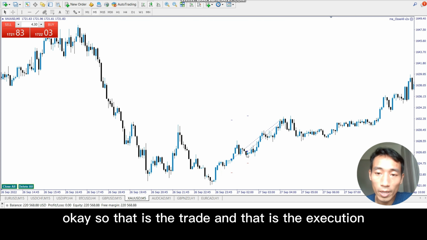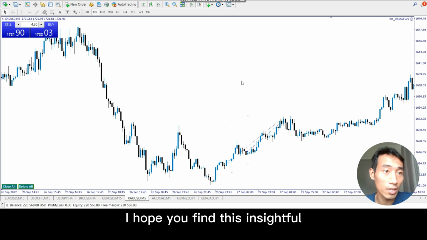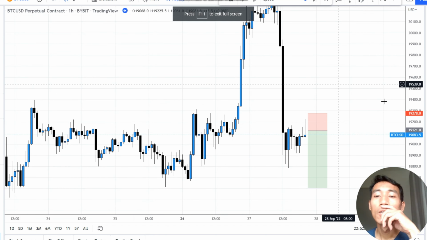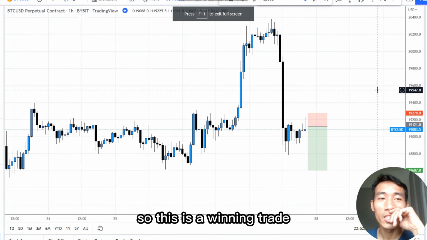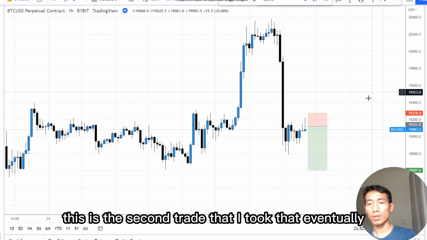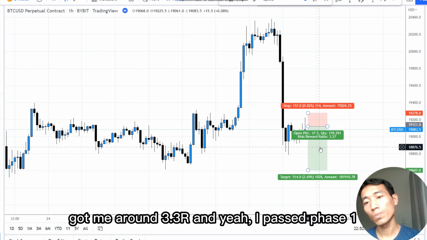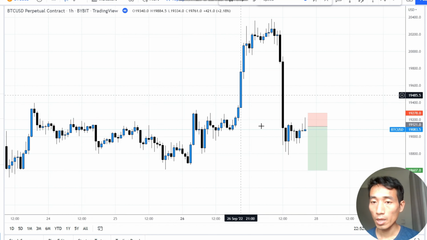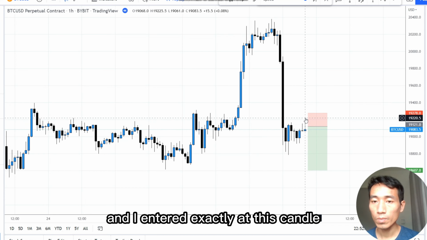Okay, so that is a trade, and that is an execution. I hope you find this useful. So that is a winning trade. This is the second trade that I took that eventually got me around 3.3R, and yeah, I passed by 1, and I enter exactly on this candle.